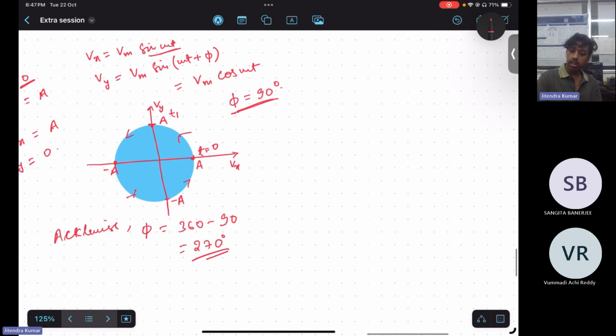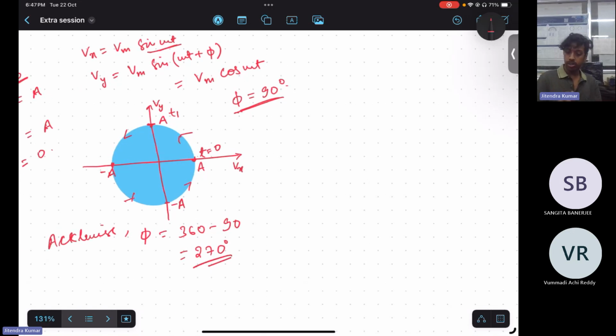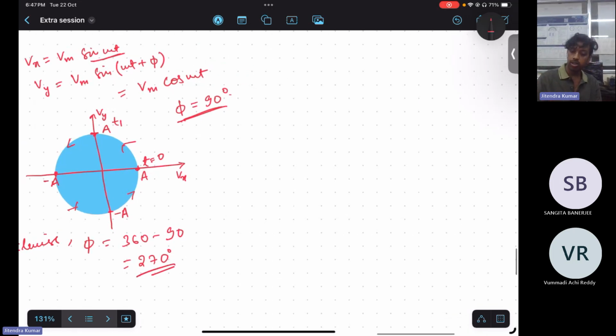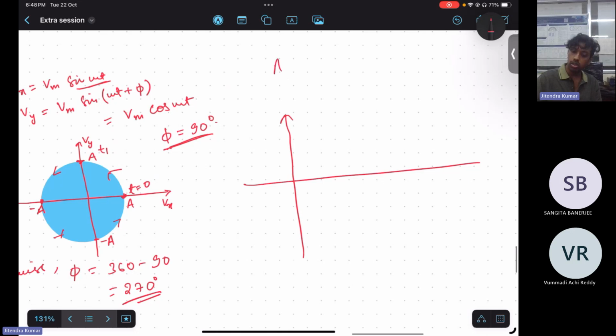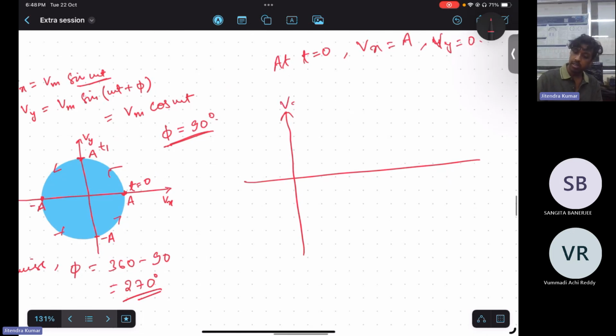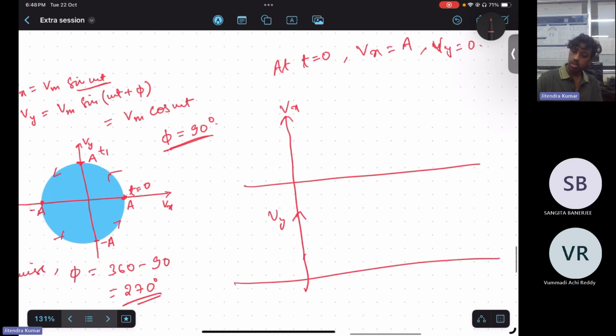Yeah, that's a very good question. So if you are moving anti-clockwise, how will it be plotted with time? Let's see on a time plot as well. Consider at t is equal to 0, Vx is equal to A and Vy is equal to 0. So if you plot Vx and Vy, Vx is equal to A at this point, and Vy is equal to 0.